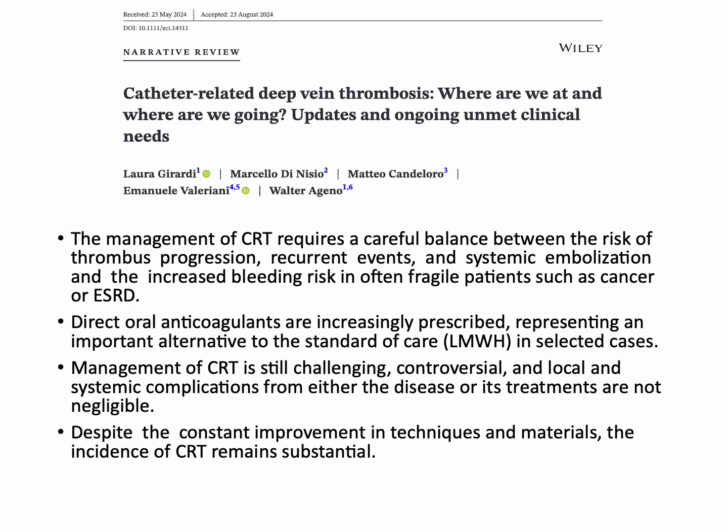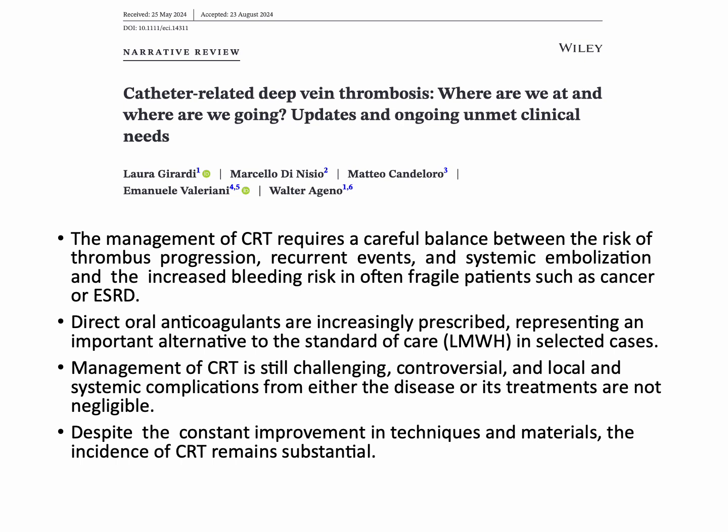This publication from 2024 was an interesting publication because it was looking at where we're at and where we're going, looking at the updates and ongoing unmet clinical needs in regards to catheter-related thrombosis. What the authors stated was that the management of catheter-associated thrombosis requires a careful balance between the risk of thrombus progression, recurrent events, and systemic embolization, and the increased risk of bleeding that's often associated with some of our more fragile patients like cancer patients or patients with end-stage renal disease.